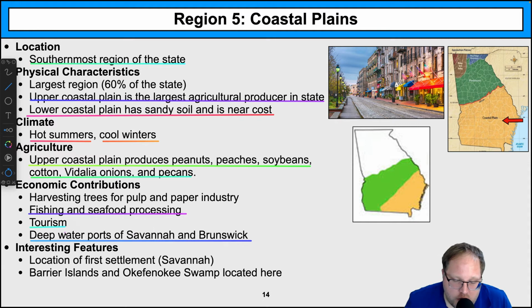A deep water port is where you can bring in large container ships with goods from all over the world, unload them in Georgia, and sell them within Georgia or any other state within the United States. We need to know that this region is the location of the very first British settlement in Georgia. So Savannah was the first settlement where Georgia was founded. And we also want to know that the Barrier Islands and the Okefenokee Swamp are located in this region.